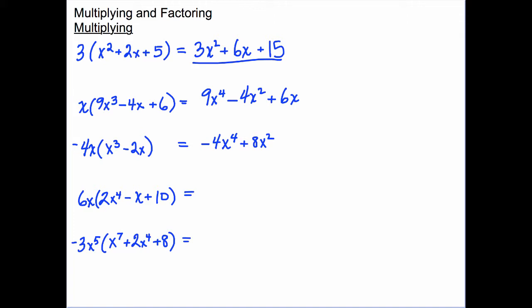The next two problems here are for you to try. I'd like you to stop the video, work them out in your journal, and restart the video when you're finished.